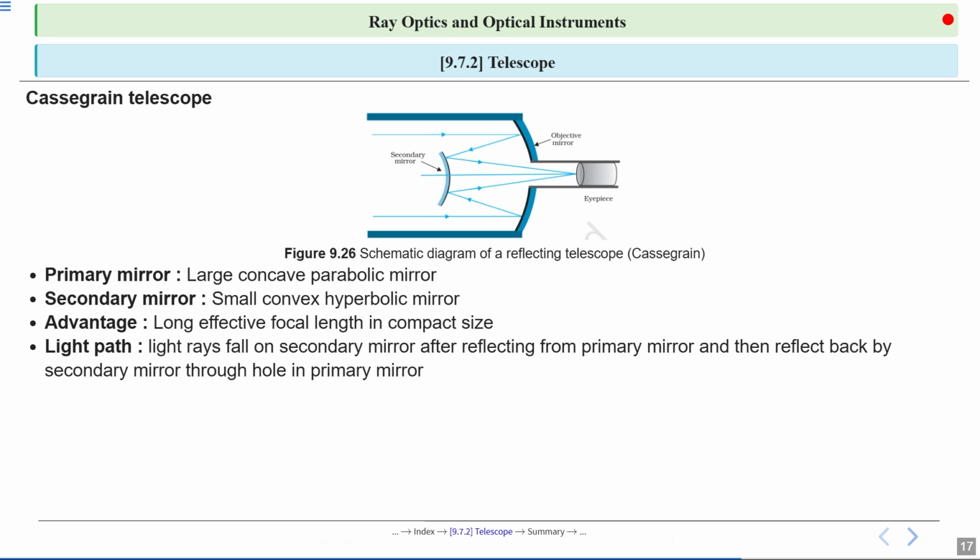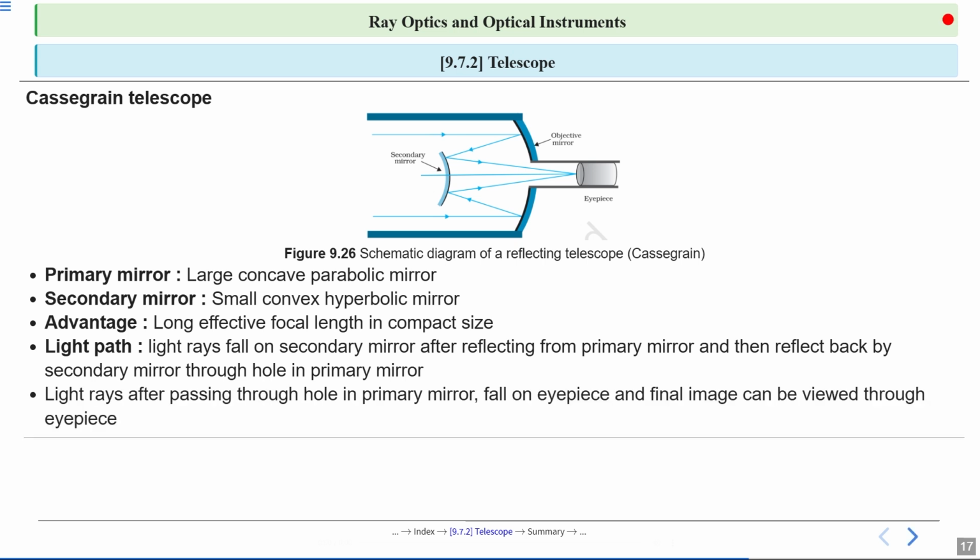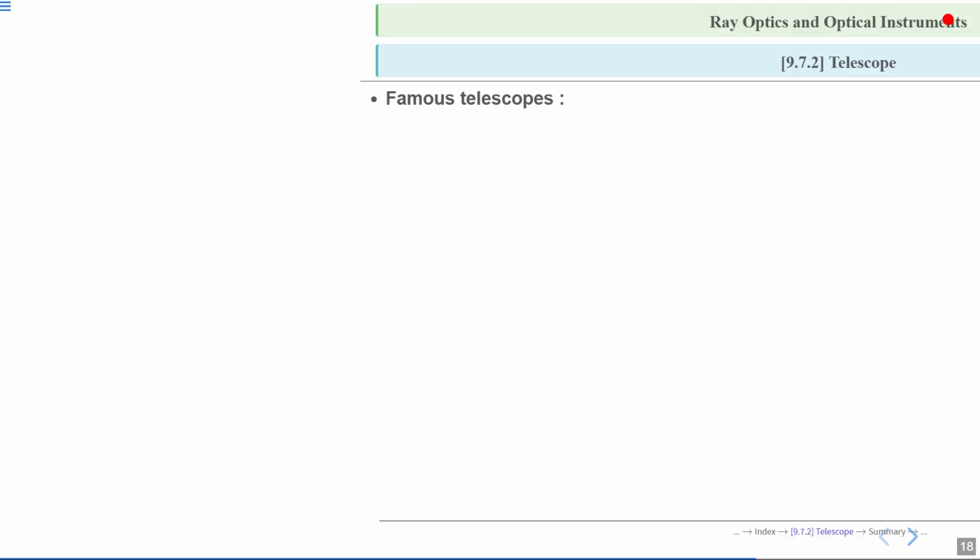Finally, after passing through the hole in the primary mirror, the light rays reach the eyepiece. The eyepiece is where the final image is viewed. This setup allows for a clear and magnified view of distant celestial objects, making the Cassegrain telescope a powerful tool for stargazing. We have covered the key components and advantages of the Cassegrain telescope. Remember, the primary and secondary mirrors work together to provide a compact yet powerful optical system.